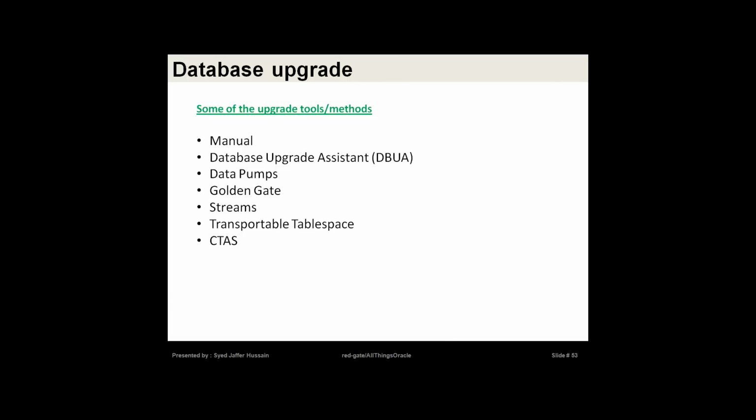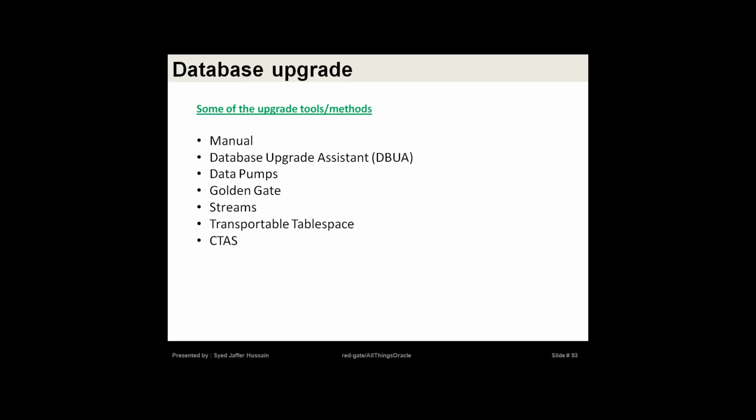Let's talk about some of those best tools or maybe methods supported by Oracle to perform database upgrade. There are several methods or options which can let you perform database upgrade. So I have listed a few very important or very often used options. One is the manual method, where you will have your control while upgrading, and then of course you have the Database Upgrade Assistant tool, and you can do your database upgrade through Data Pump import export. You can also use Golden Gate, Streams, transportable tablespace, create table as select. These are the different methods.